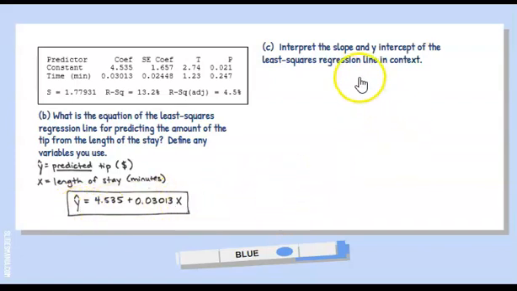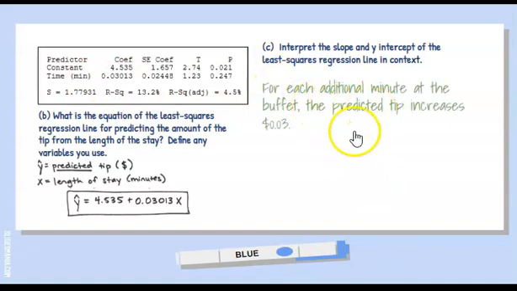Part C says interpret the slope and the y-intercept of the regression line in context. So my slope is 0.303013. Remember what my x variable is, it's minutes. So for each additional minute at the buffet, the predicted tip increases by 3 cents.